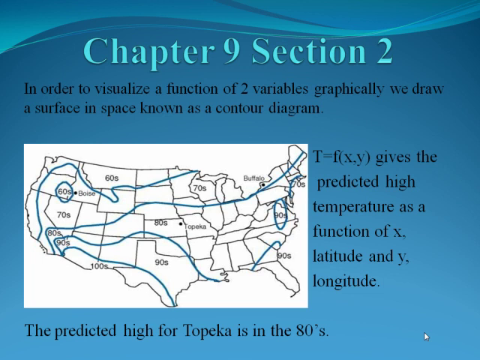a contour diagram. Here's an example of a contour diagram that's typical of things like weather. Now here we have temperature is a function of x and y, which gives the predicted high temperature as a function of x, the latitude, and y, the longitude. So here you can see that we have these lines, which we call contour lines, that help predict the weather. So for example, the predicted high for Topeka, which is here, is going to be in the 80s.